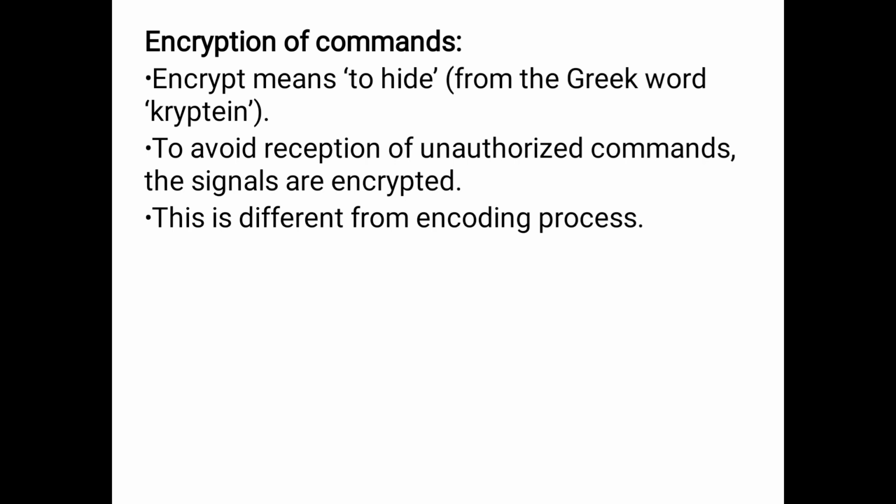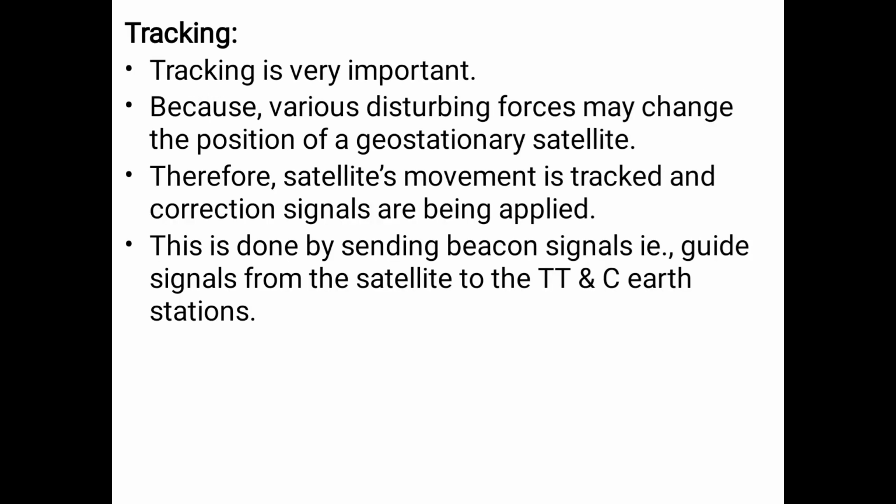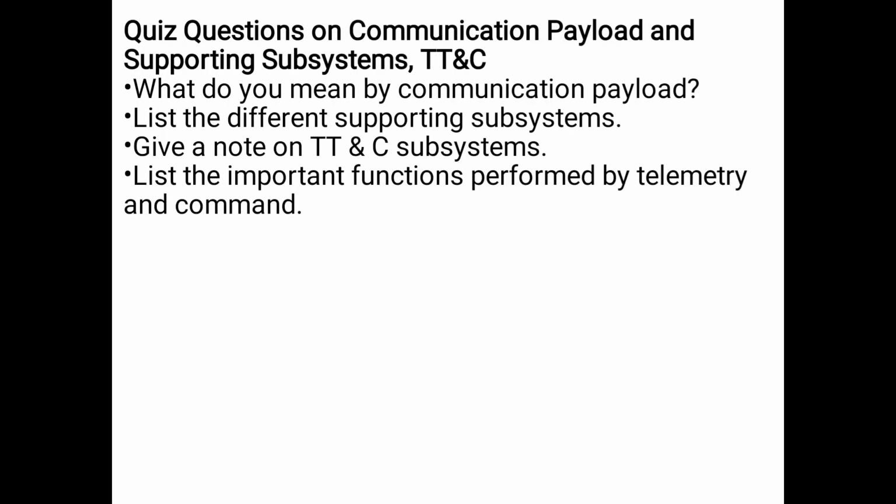Encryption of command. Encrypt means to hide. To avoid reception of unauthorized commands, signals are encrypted and then decrypted. This is different from the encoding process. Tracking. Tracking is very important because various disturbing forces may change the position of a geostationary satellite. Therefore, satellite movement is tracked and a correction signal is applied. This is done by sending a beacon signal, a guide signal, from the satellite to the TT&C and earth station.